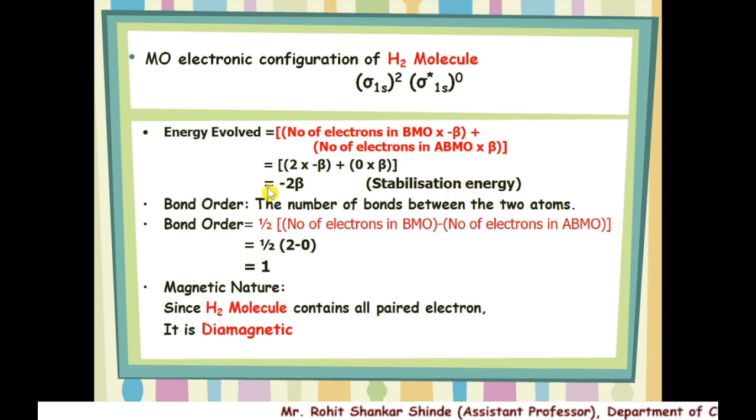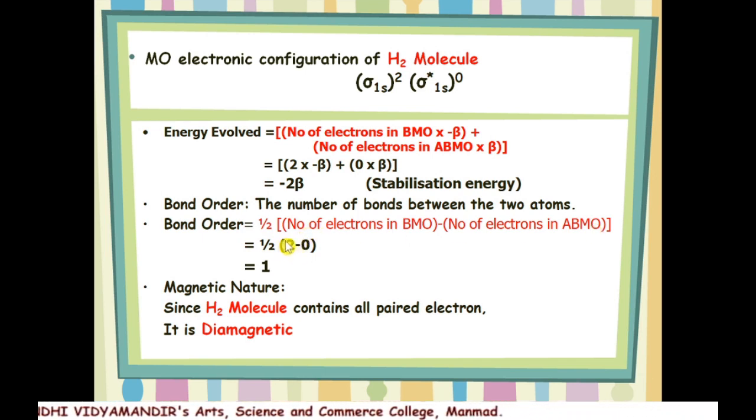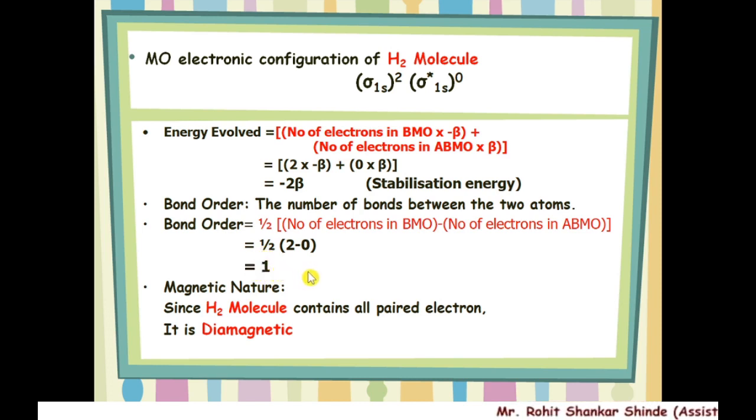Bond order. We can calculate bond order using the formula 1/2 in brackets, the number of electrons in BMO minus the number of electrons in ABMO. The number of electrons in BMO is equal to 2 and the number of electrons in ABMO is equal to 0. So 1/2 in brackets 2 minus 0, that is equal to 1. Since the bond order is 1, the H2 molecule is a stable molecule.